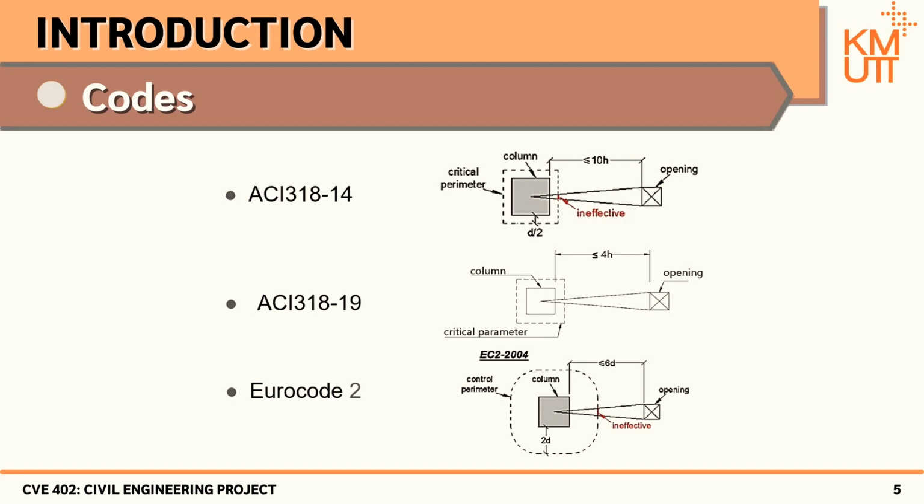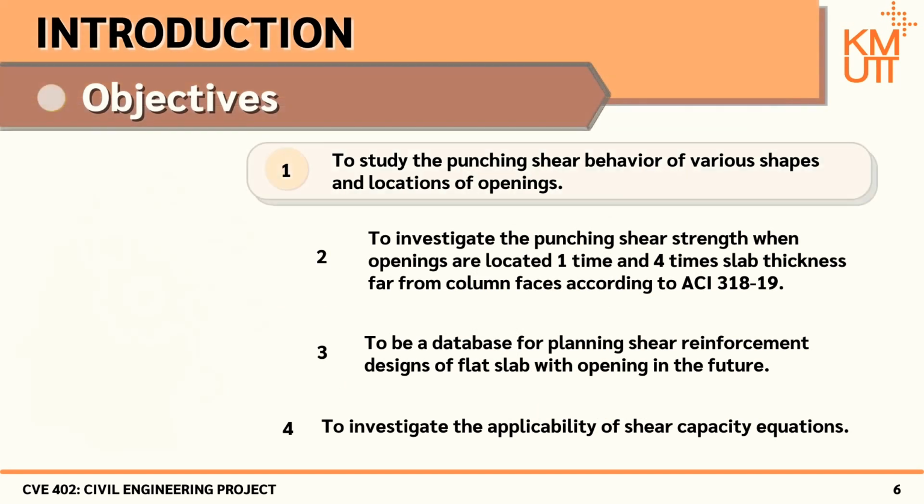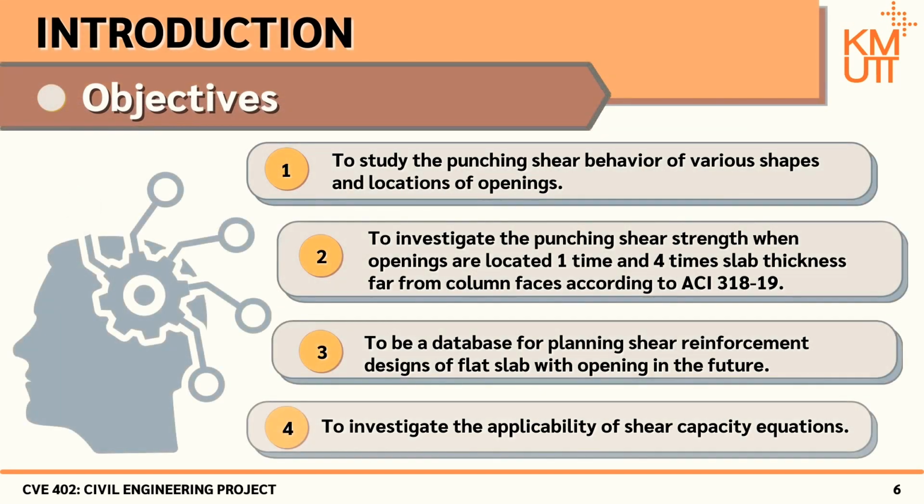By the way, the updated distance is close to the Eurocode 2 distance, which is equal to 6 times the effective depth. So our objective is, first, to study the punching shear behavior of various shapes and locations of opening. Second, to investigate the punching shear strength when openings are located 1 time and 4 times the depth from column faces according to ACI 318-2019.